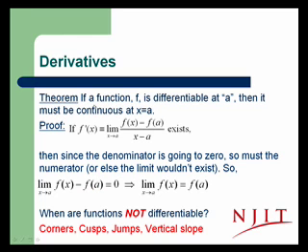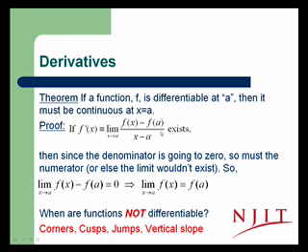One theorem that results from our definition of the derivative is that if a function is differentiable at a point x = a, then it must be continuous at x = a. And there's a simple proof of this. If the function is differentiable, that means the derivative exists. Here we have the definition of the derivative: the limit as x goes to a of (f(x) - f(a))/(x - a).